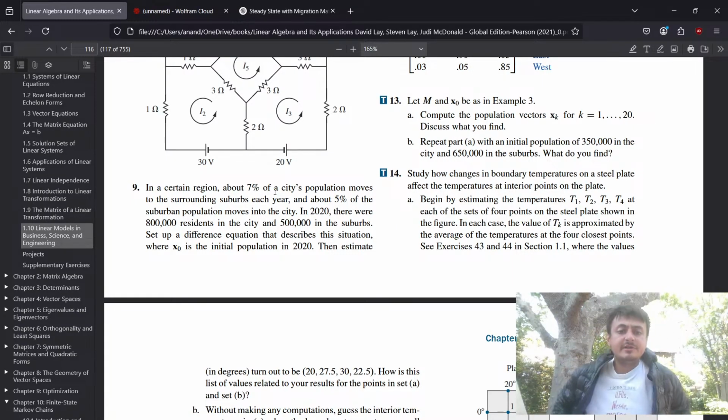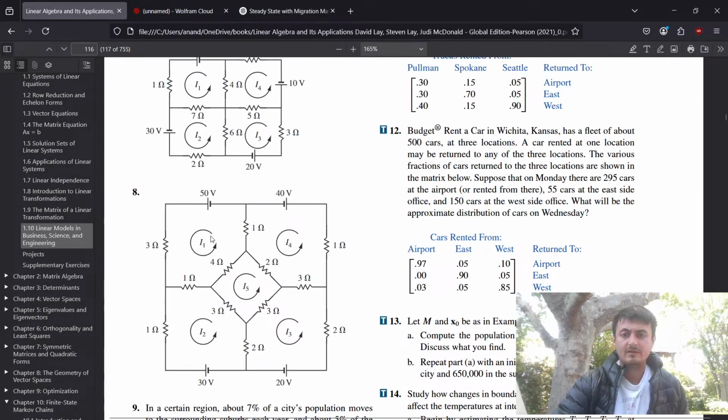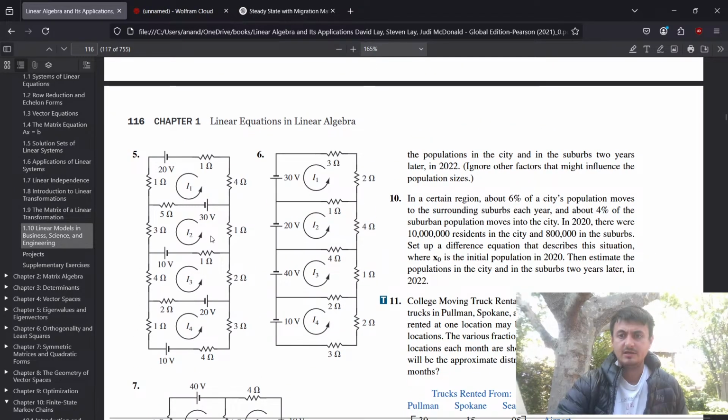All right. In a certain region, about 7% of a city's population moved to the suburbs each year. Okay, so on the off diagonal, we have 0.07 and 0.05. And so then we have on the diagonals 0.93 and 0.95. 800,000 and 500,000. Set up a difference equation. Then estimate the population in the city 2 years.